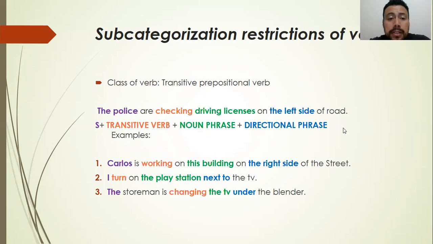The next one is the transitive prepositional verb, that is, the police are checking driving lessons on the left side of the road. Here we can see the subject, the police, the transitive verb checking, the noun phrase driving lessons, and the directional phrase is the left side. And examples are, Carlos is working on this building on the right side. I turn on the PlayStation next to the TV. And the last one is, the storeman is changing the TV under the blender.